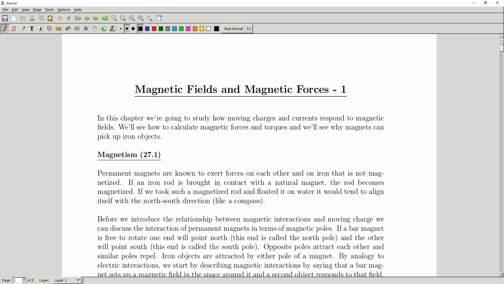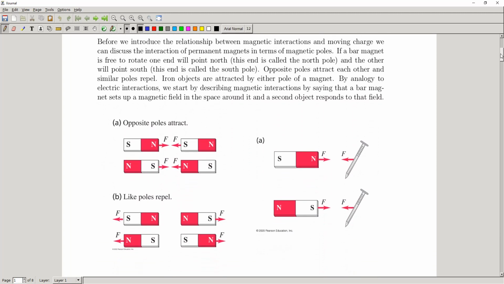We could place this thin rod on some sort of very light object floating on water, and this magnetic rod would tend to align itself with the north-south direction of our planet, the Earth. This is like how a compass works. This is actually exactly what a compass is, right? Just a magnet that's free to rotate around a central axis, and it points us in the direction of north and south, right?